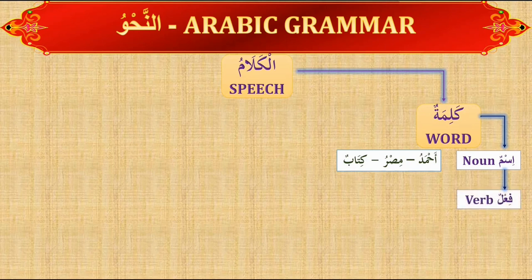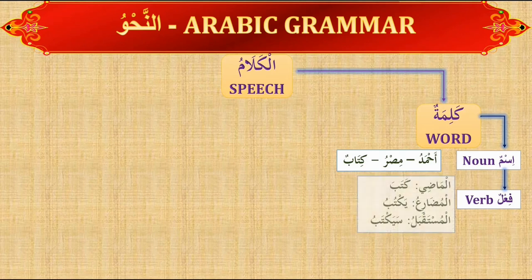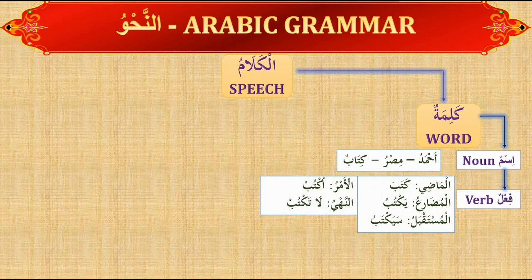It is that word by which we understand some action being done. It is of five kinds, tenses: past, present, future, command, and forbid. الماضي past tense، المضارع present، المستقبل future، الأمر command، النهي forbid. كتب he wrote، يكتب he is writing، سيكتب he will write، اكتب write، لا تكتب don't write.